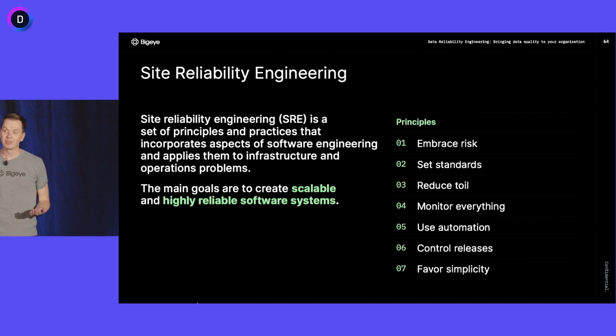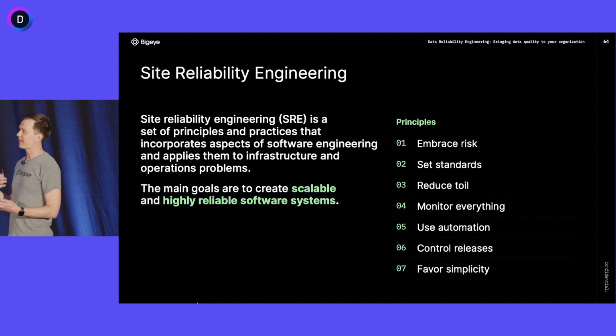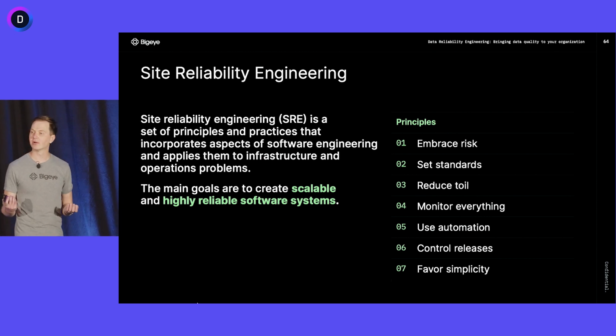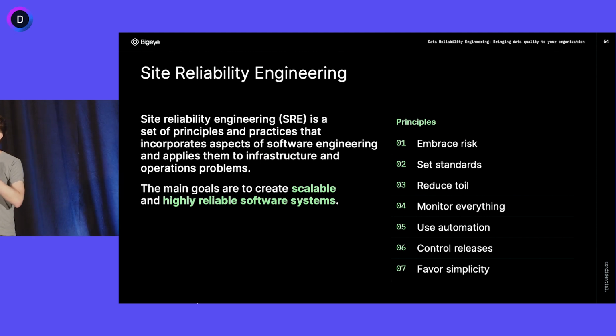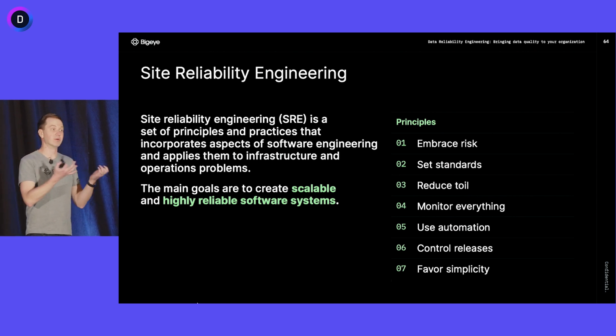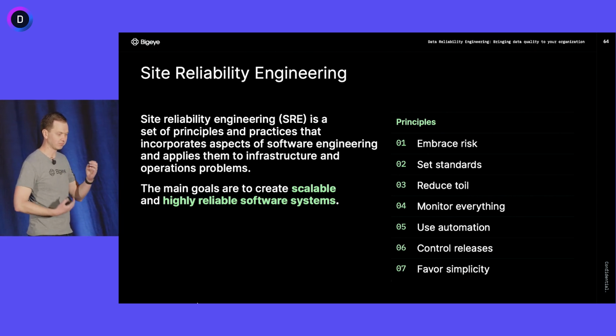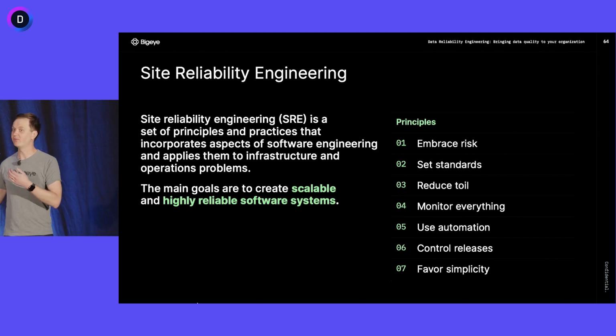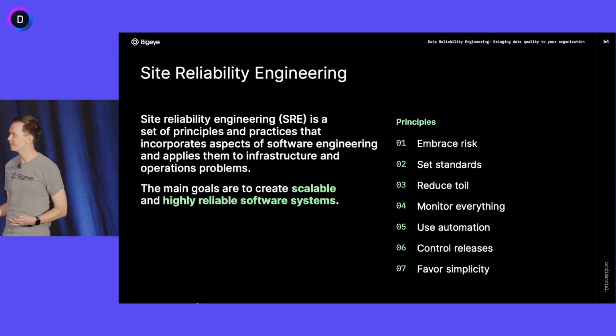Using automation. This goes a little bit hand in hand with reducing toil, but automating as many processes as possible helps you overcome the barrier of knowledge, and especially tribal knowledge within an organization about how to fix things, if you can automate the fixing of those things.